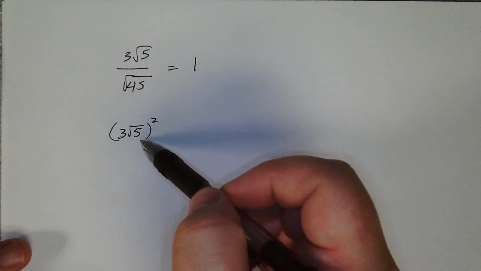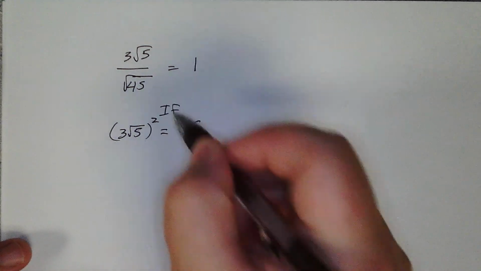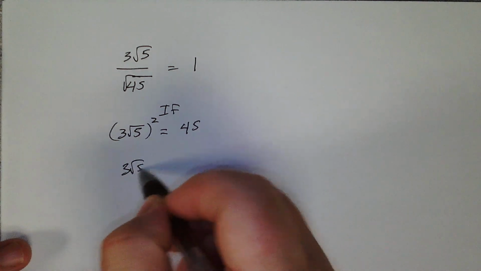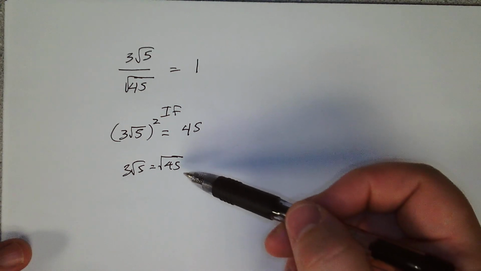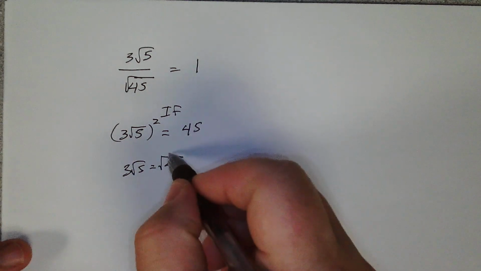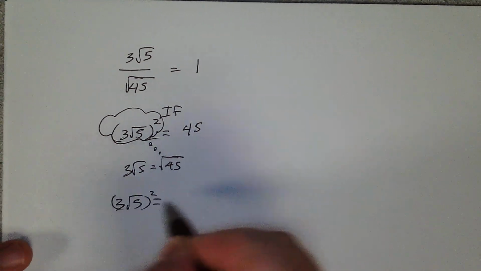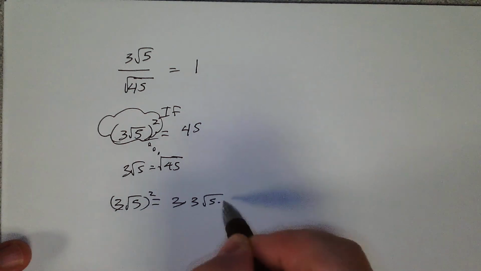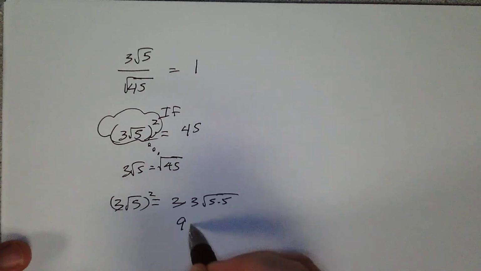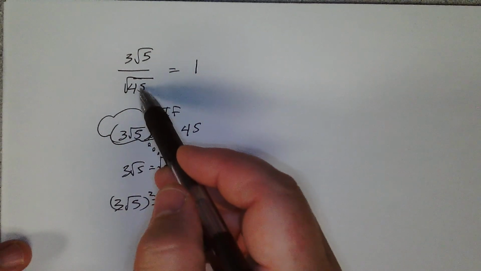If you square this and it's equal to 45, if that equals 45, then 3 root 5 is equal to the square root of 45. Because the square root of 45 is asking, what number squared is equal to 45? So, 3 root 5 squared is 3 times the square root of 5 times the square root of 5. That right there is 9. That is 5. That's 45. So, it's true. This is 3 root 5.